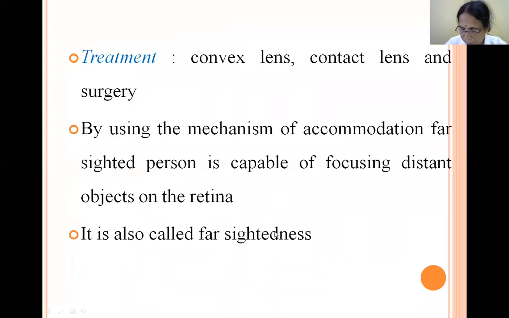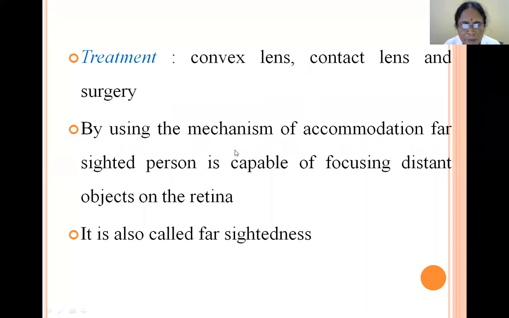Coming to the treatment mode, we use a convex lens here. In case of myopia, we were using a concave lens. We can also use contact lenses, and a surgical mode of correction is also there. Depending upon the age of the patient, the profession, and the need of the patient, we choose the mode. Hypermetropia is called farsightedness, and myopia is called short-sightedness.